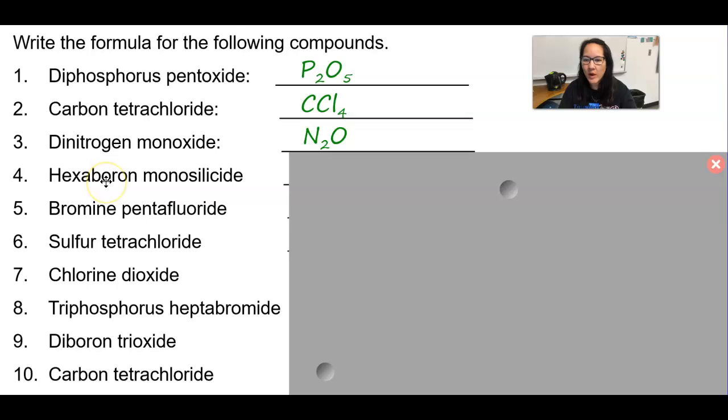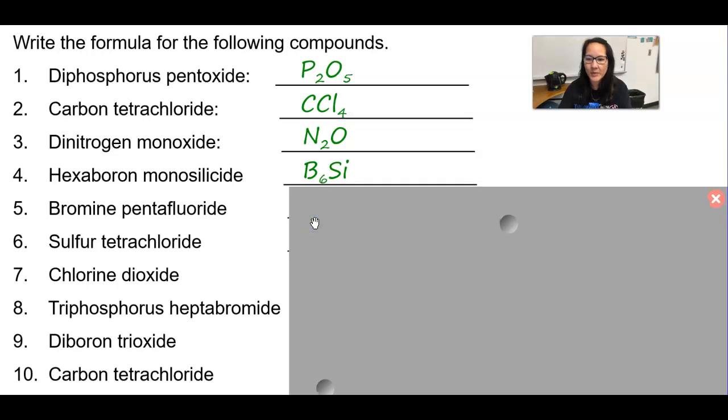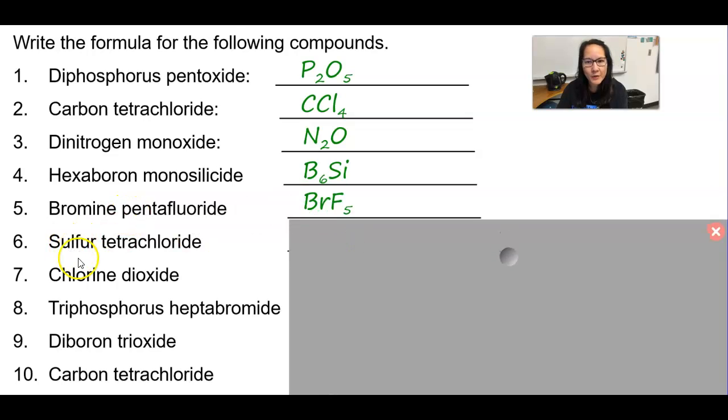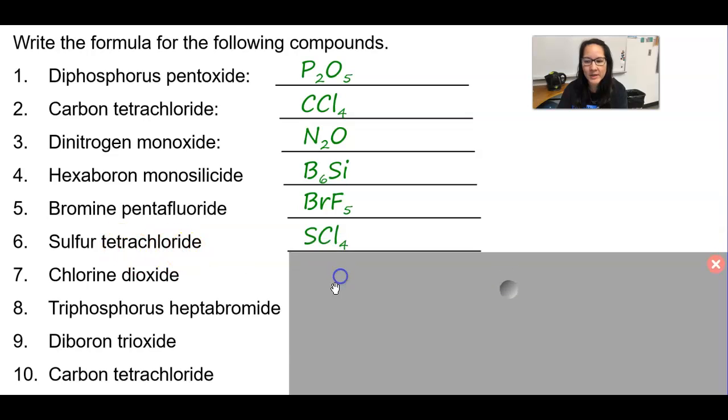Hexaboron, that's going to be boron, B, and hexa means subscript of 6. And then monosilicide, silicide is going to be like silicon, Si, and then mono means just 1, so it's B6Si. Bromine pentafluoride, that's going to be Br, only 1 because there's no prefix, and then fluoride is F, and penta means a subscript of 5. Sulfur tetrachloride, 1 sulfur, 4 chlorides, so SCl4. Chlorine, 1 chlorine, dioxide, that's going to be O2.